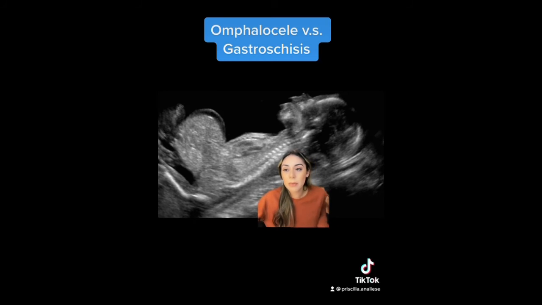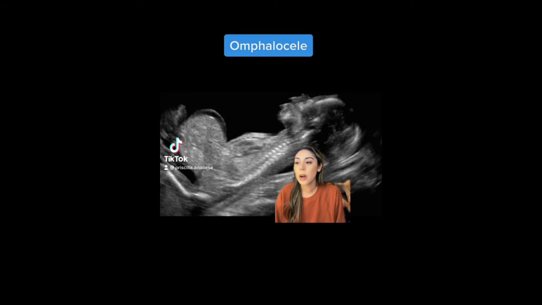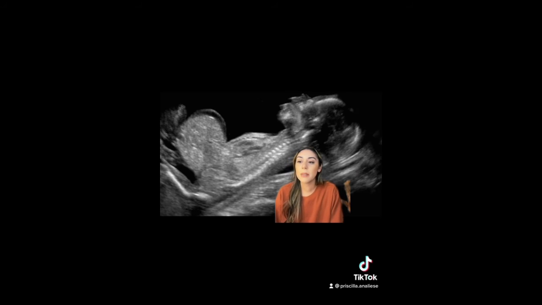So the bowel is then forced from the abdomen, which allows the bowel to rotate around the SMA. But then it should return into the abdominal cavity by the 12th week. And when it doesn't, that's when it's deemed a defect. So there are two types: those that contain the liver within the sac, and those that contain a variable amount of bowel without the liver.